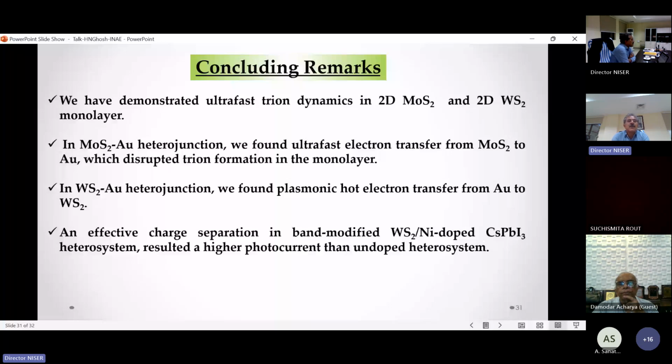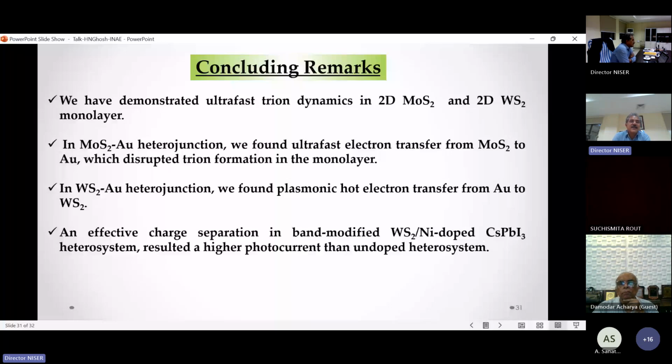And then we also talked about the MoS2-gold heterojunction. We found ultra-fast electron transfer from MoS2 to gold, which disrupted the trion formation in the monolayer. So if you feel that trion is no good, you can put a gold particle, and then it can capture the electron very fast.